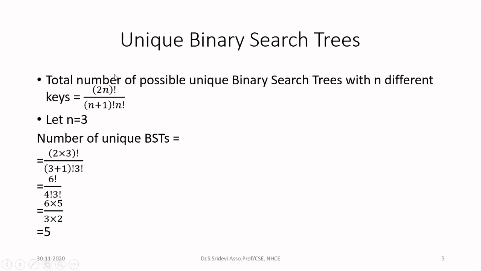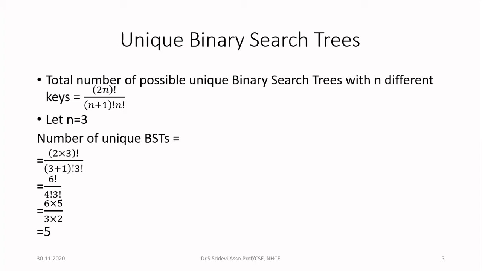So the formula is, if I give you n as the total number of elements in my binary search tree, the total number of unique possible binary search trees is given by the formula 2n factorial divided by (n plus 1) factorial times n factorial. In the previous example, we considered n equal to 3. So the number of unique BSTs is 2 times 3 factorial divided by (3 plus 1) factorial times 3 factorial. I'm getting the answer as 5. Because of that, we got totally 5 different unique binary search trees.